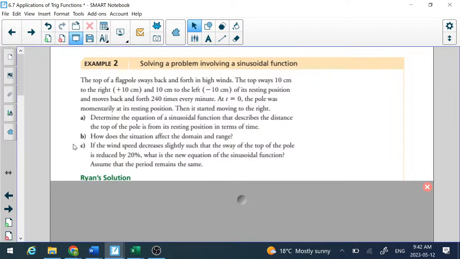What else? It started moving to the right. Determine the equation that describes the distance resting, and so on. It moves back and forth 240 times every minute. So, let's do this.